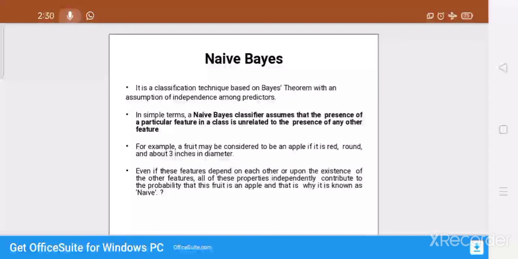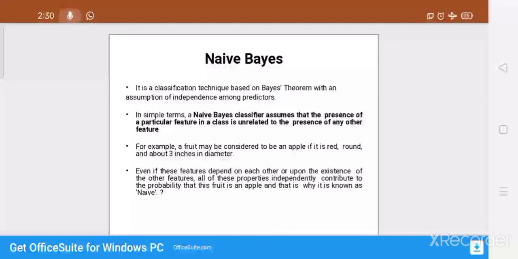How the particular feature from the class is to be classified. Okay, so how is it to be classified? The given example can predict this. A fruit may be considered to be an apple if it is red, round and about 3 inches in diameter, right? So we can call the fruit an apple when? If it is red in color, round in shape and 3 inches in diameter.